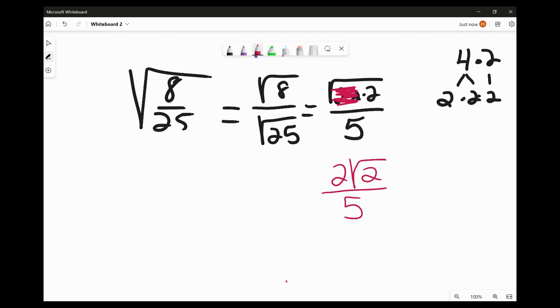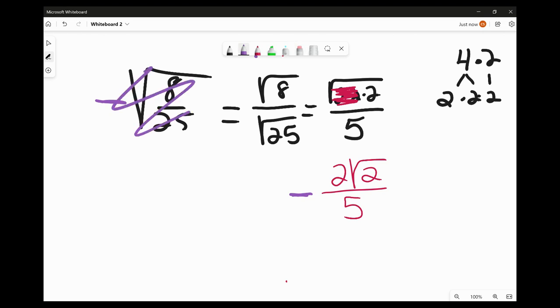Pay close attention that the square root sign is not on the 5. That's just the whole number 5. Okay, that's how you would do that problem. If, for instance, there's a negative sign when you start, that means your answer is going to be a negative number. So just make sure you put that in.